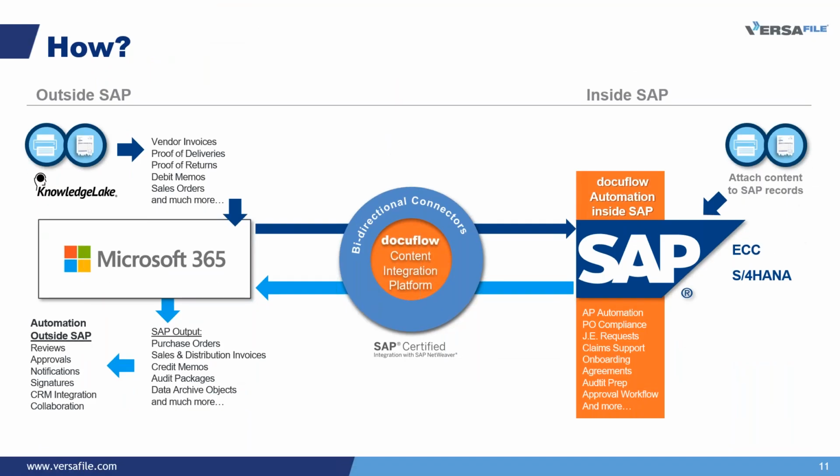So we've already walked you through an accounts payable scenario. Let's take one more look at how we're doing this behind the scenes. Our first scenario starts outside SAP and is called inbound processing. Here, we're capturing images and data via KnowledgeLake into Microsoft 365. Once they land, docuflow uses the data to go do something in SAP. In our scenario today, that is to create an invoice and fill in the data into the SAP record.